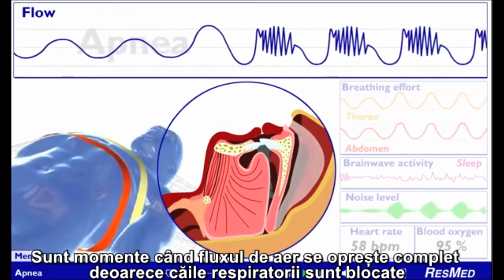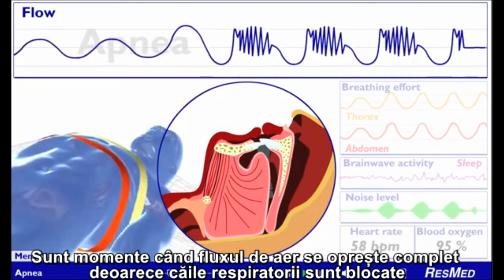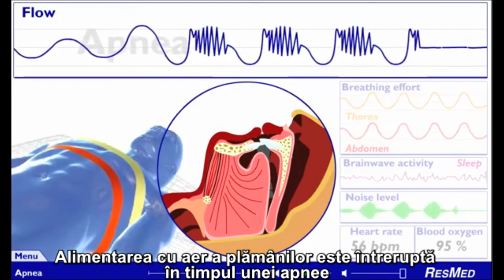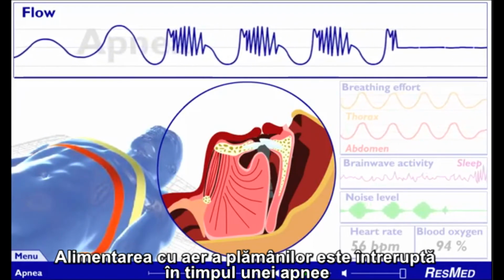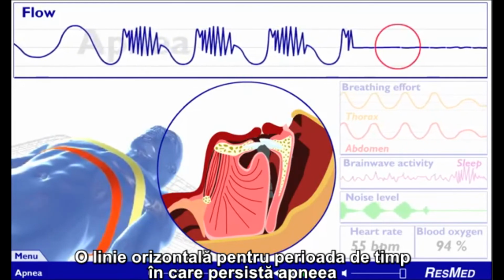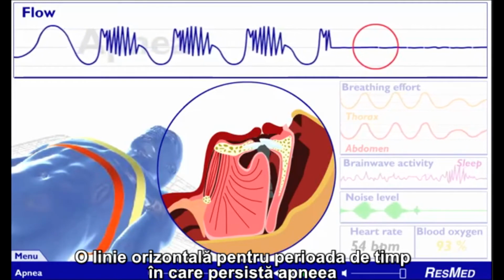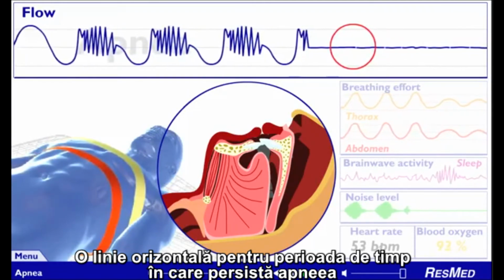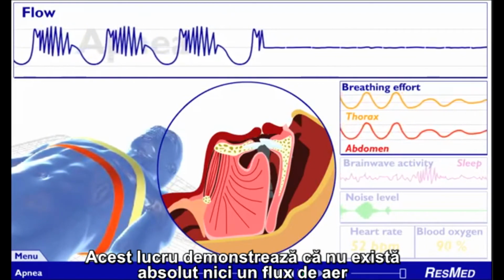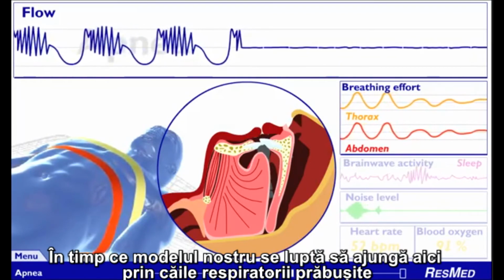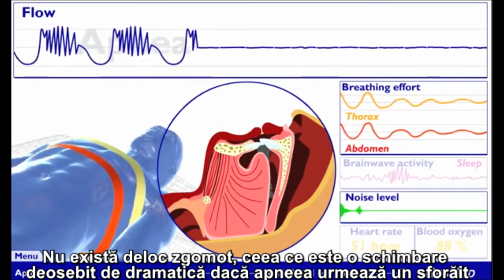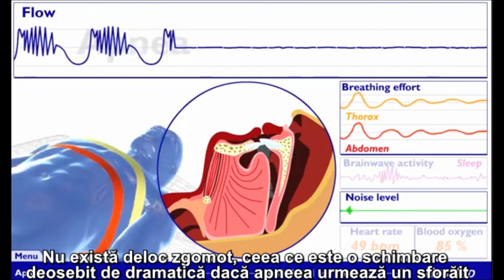There are times when airflow stops completely because the airway is blocked. This is known as an apnea. Air supply to the lungs is interrupted during an apnea. Our model shows obvious signs of an apnea event. The airflow trace changes to a horizontal line for the length of time that the apnea persists. This demonstrates that there is absolutely no airflow, as our model struggles to get air through the collapsed airway. There is no noise at all, which is a particularly dramatic change if the apnea follows snoring.